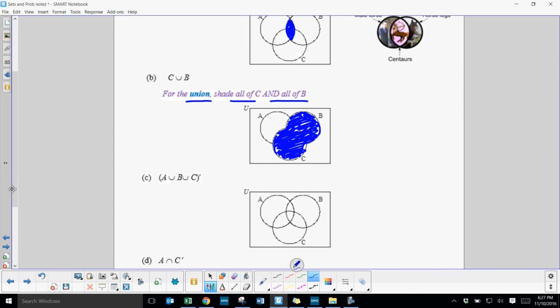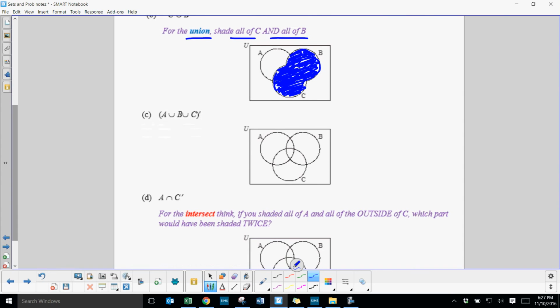Here we've got the union of A, B and C. So notice, don't shade anything yet, but the union of A, B and C is this little middle part here.